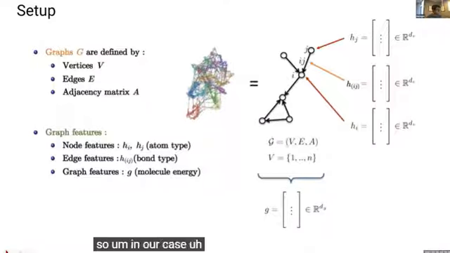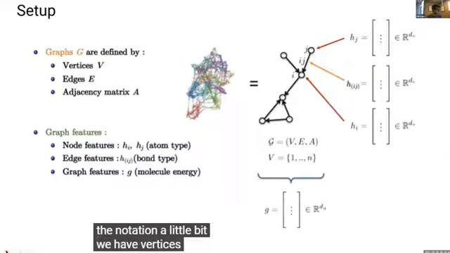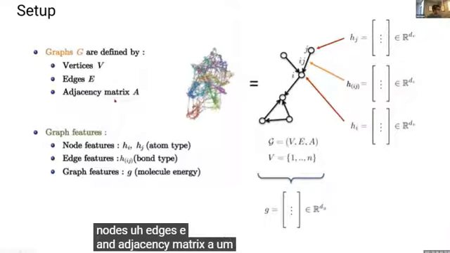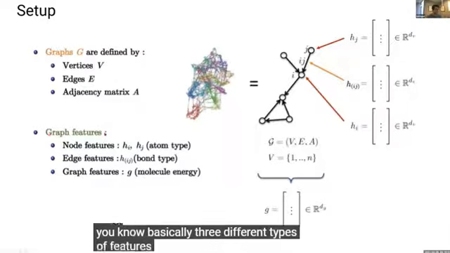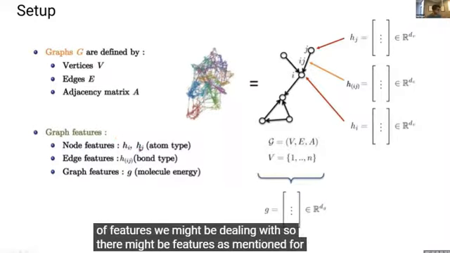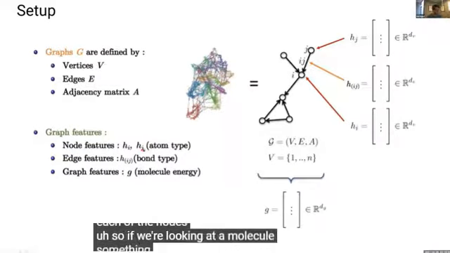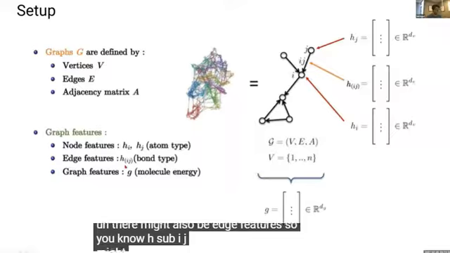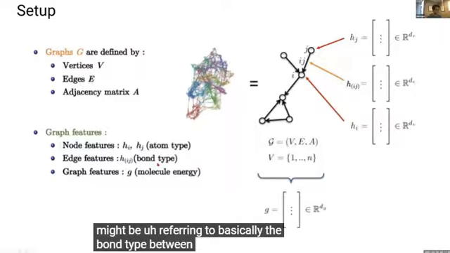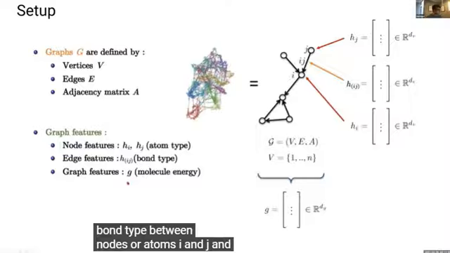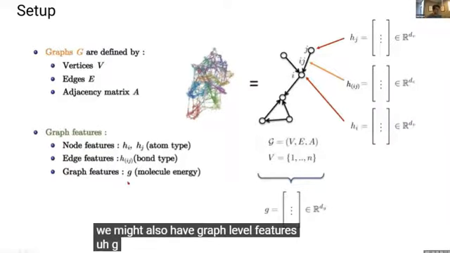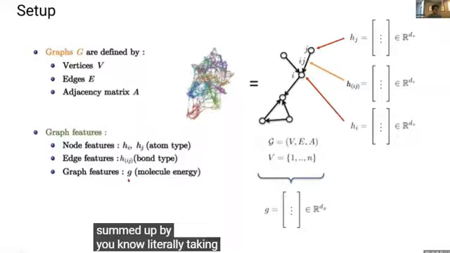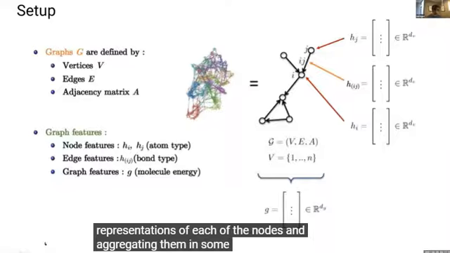So in our case, just to formalize the notation a little bit, we have vertices, a set of nodes, edges E, and adjacency matrix A. And then we have basically 3 different types of features we might be dealing with. There might be features, as mentioned, for each of the nodes. So if we're looking at a molecule, something like the type of the atom. There might also be edge features. So H sub ij might refer to the bond type between nodes or atoms i and j. And then finally, we might also have graph level features, G, which could be, for example, some representation you've summed up by taking all the representations of each of the nodes and aggregating them in some way.